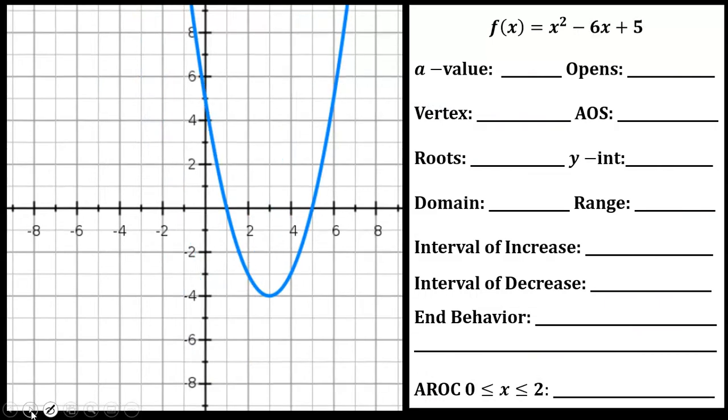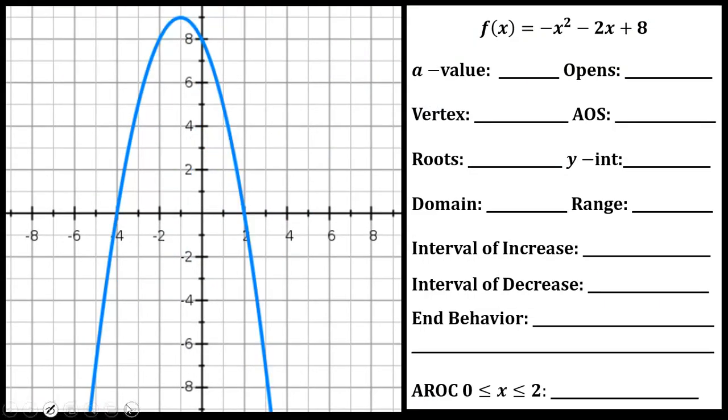Okay, let's move to one that turns down. Our A value is -1, so negative tells me that this turns down. If I didn't have a graph, that would tell me that. So it opens down. Our vertex is -1, +9.